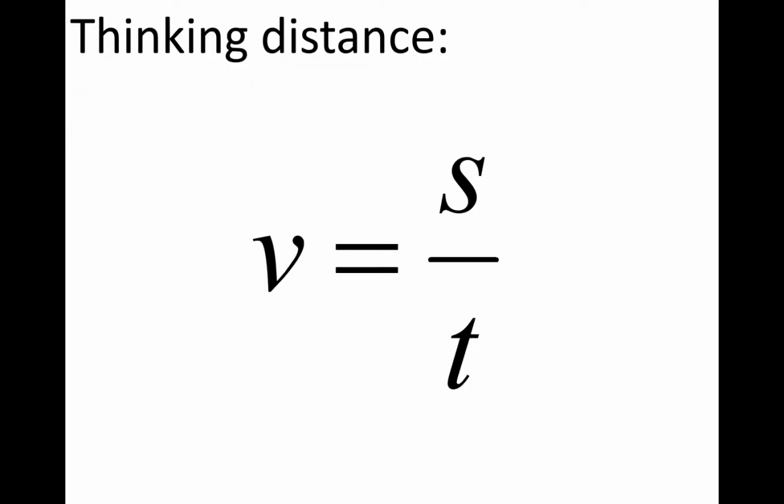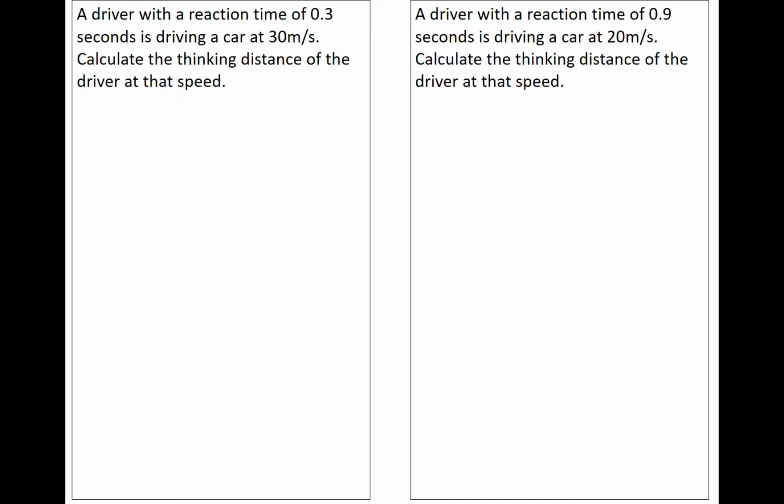So let's consider thinking distance. How far will you travel given your reaction speed? Given how quickly you can react from seeing an object to responding to it by placing your foot on the brake. So we'll consider two scenarios. First of all, on the left, a driver with a reaction time of 0.3 seconds is driving a car at 30 meters per second. That's approximately 60 miles an hour. Calculate the thinking distance of the driver at that speed.